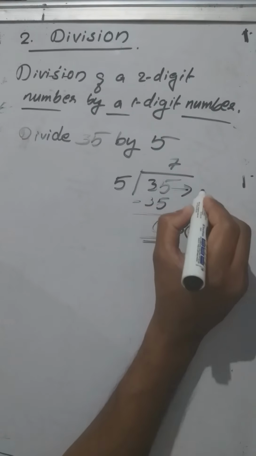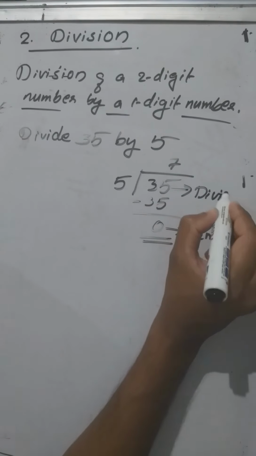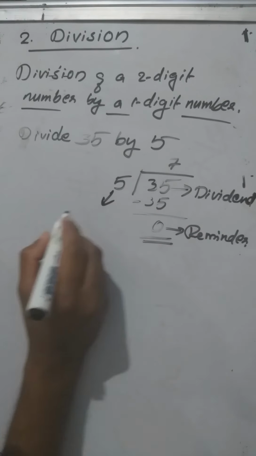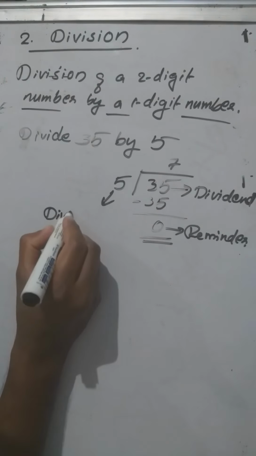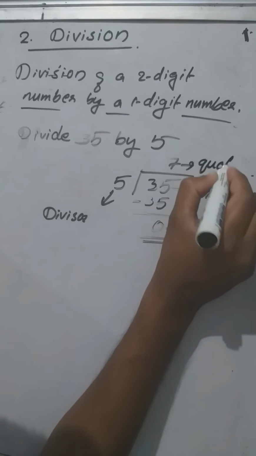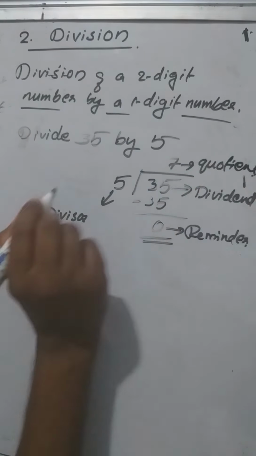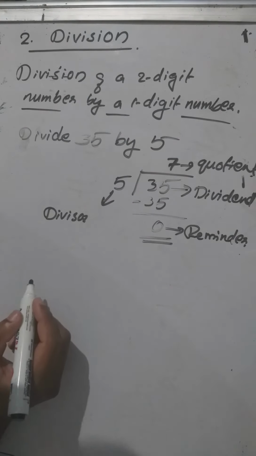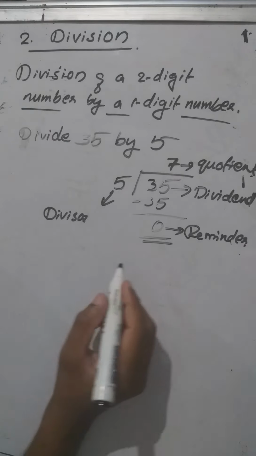Then 35 is the dividend. 5 is the divisor. And 7 is the quotient. 7 is known as the quotient. Let's do one more example.